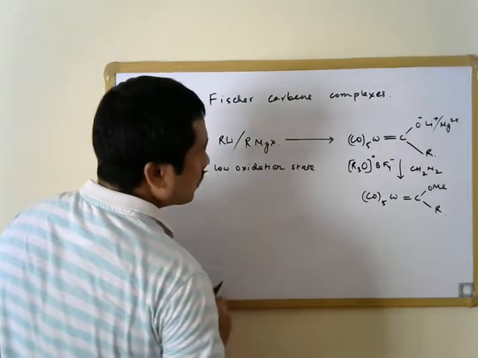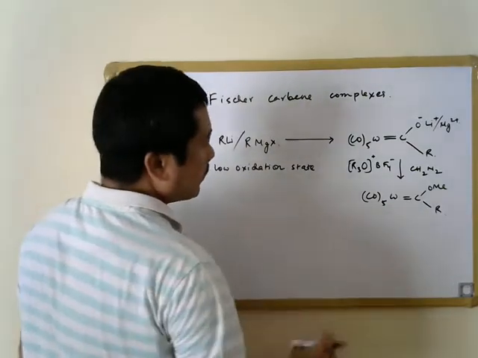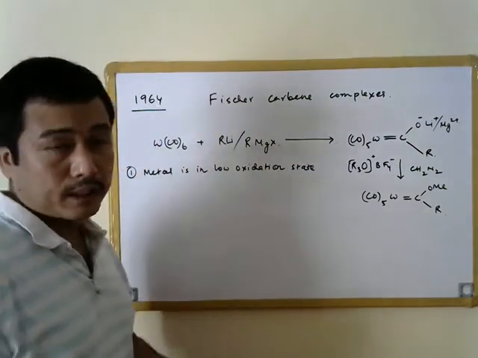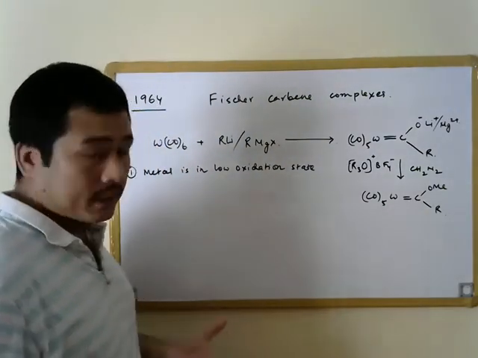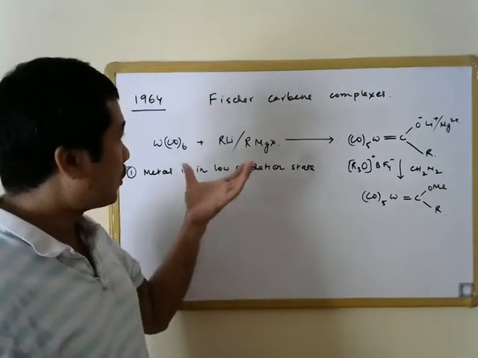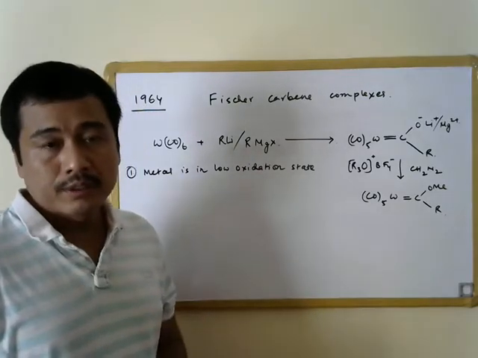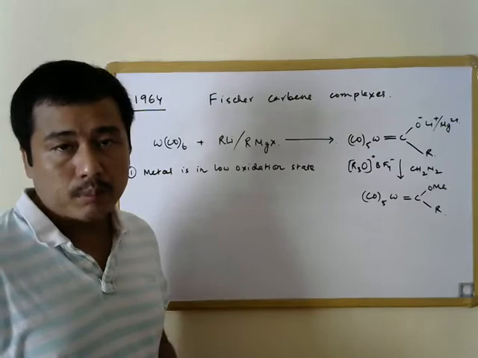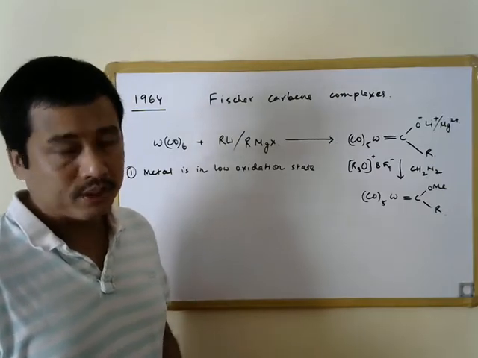As we can see over here, the tungsten atom in these complexes is in zero oxidation state, and this is a necessary criterion for formation of stable Fischer carbene complexes, that the metal must be in low oxidation state.